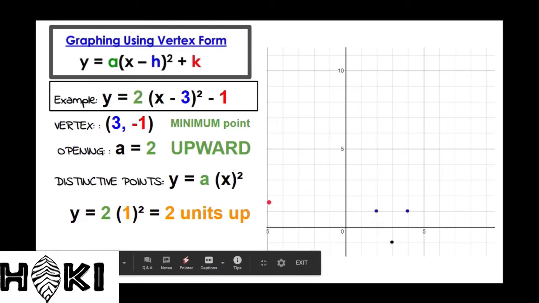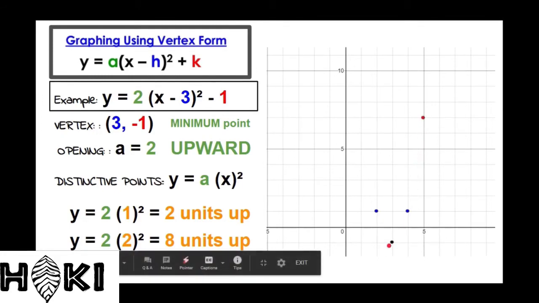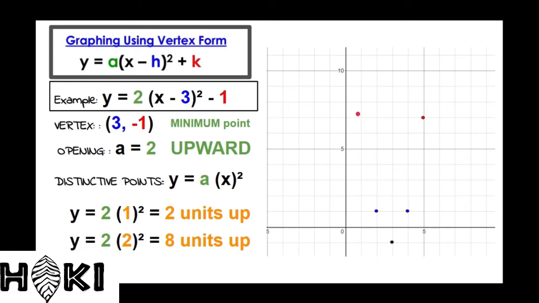Okay, let's do it with 2. Okay, when x is equal to 2. So 2 times 2 squared. 2 squared is 4 times 2 is equal to 8. So meaning, when I move to the right of the vertex 2 units, 1, 2, I'll be moving 8 units upward. 1, 2, 3, 4, 5, 6, 7, 8. And this is your point. Okay, you have to also do that on the left side. 1, 2, and 1, 2, 3, 4, 5, 6, 7, 8. And that is your parabola.